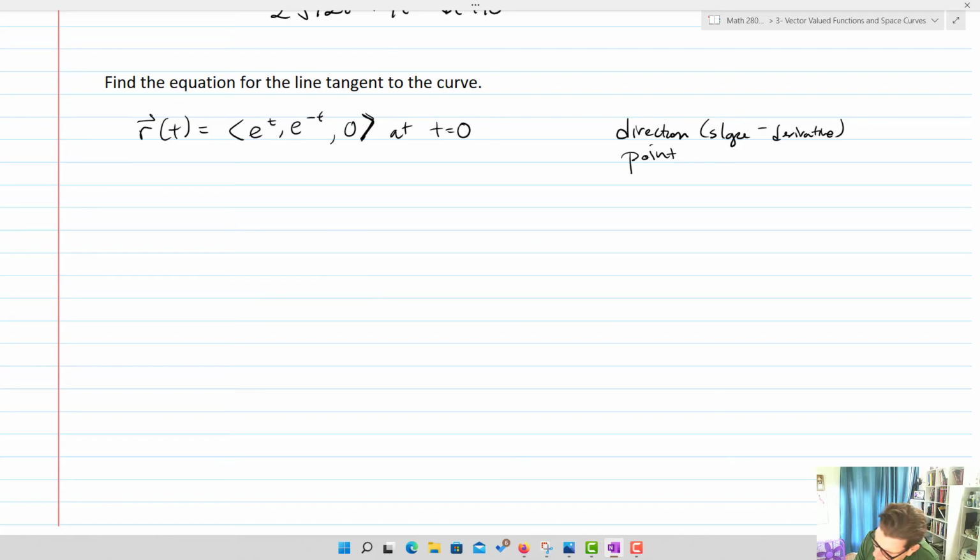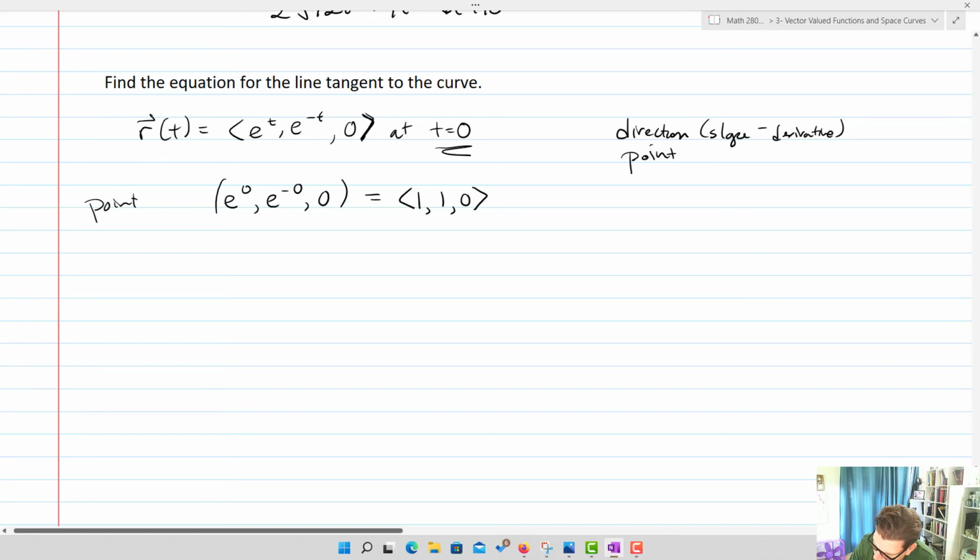The parameterization, we've got t equals 0. So I'm going to find my point first. The point that I'm going to need here is going to be e to the 0, e to the negative 0, 0, which is just the point 1, 1, 0. So it's 1, 1, 0. Basically all you've got to do in order to find that point is plug in your value of t into the equation for the vector, and you're going to get the point. There's your point. Now what I need is the direction.